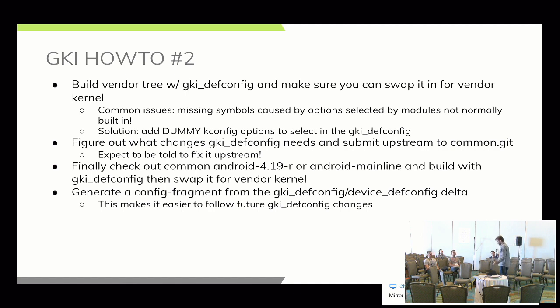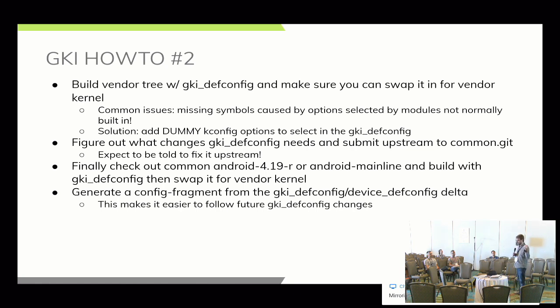Once you've gotten all of those steps worked out and all of the changes you need to the GKI kernel have been merged, at that point you should be able to check out the common Android 19R or the Android mainline tree, build with the pure GKI def config, no changes, and swap it for the vendor kernel. If you've gotten that working, hurrah, it's a success, you're there.